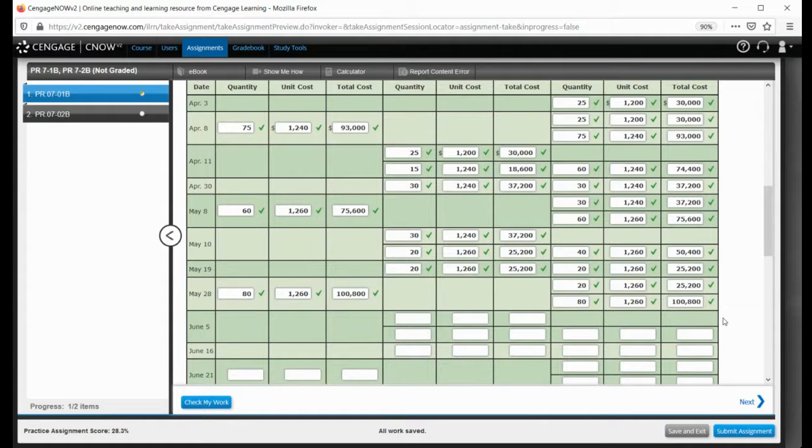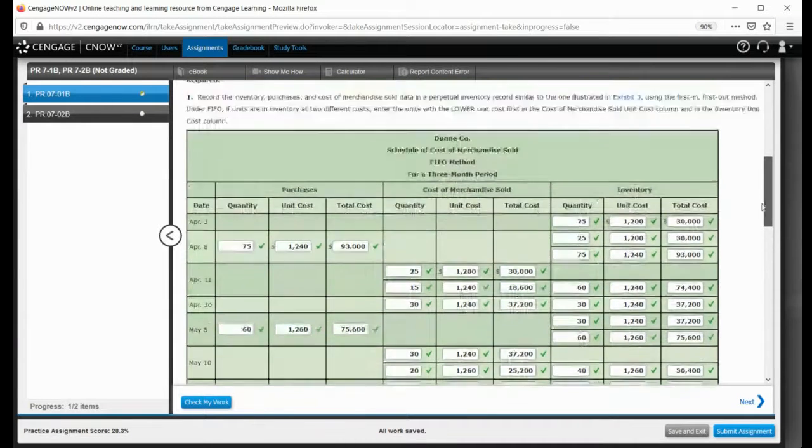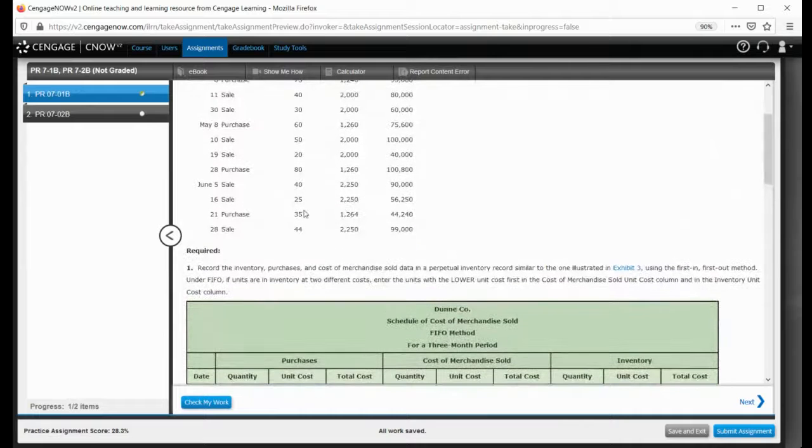But I've taught out of some different textbooks, and sometimes I've seen it presented a little bit different here. I hope I haven't confused you. Are there any questions so far? And I'm going to move on to the June 5th transaction.